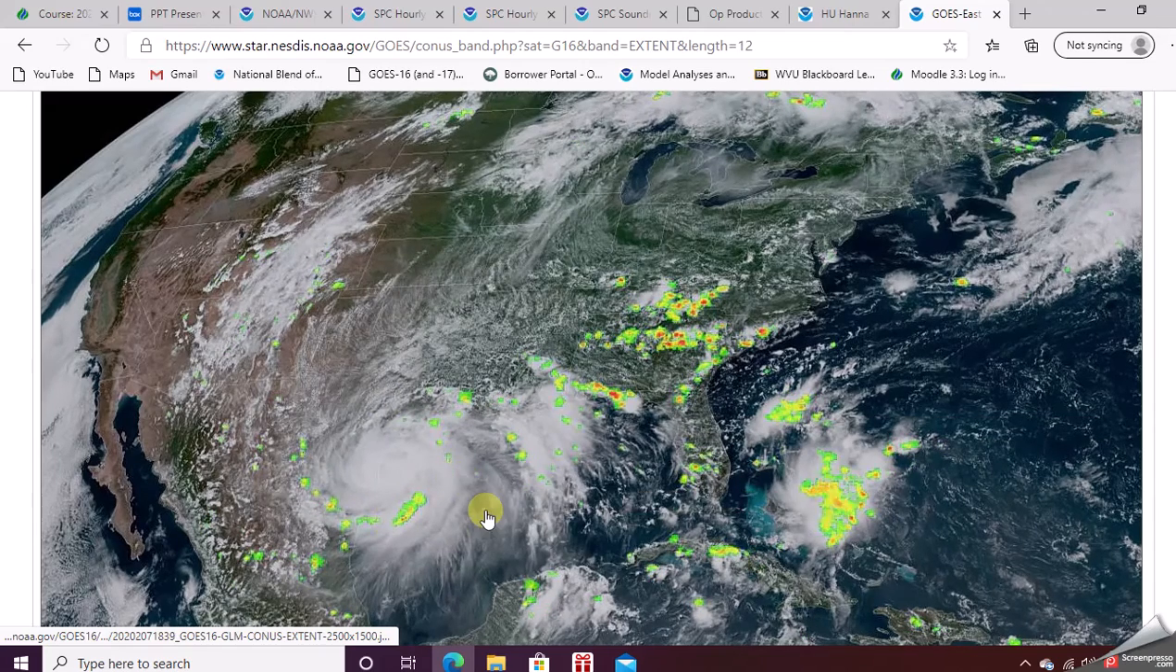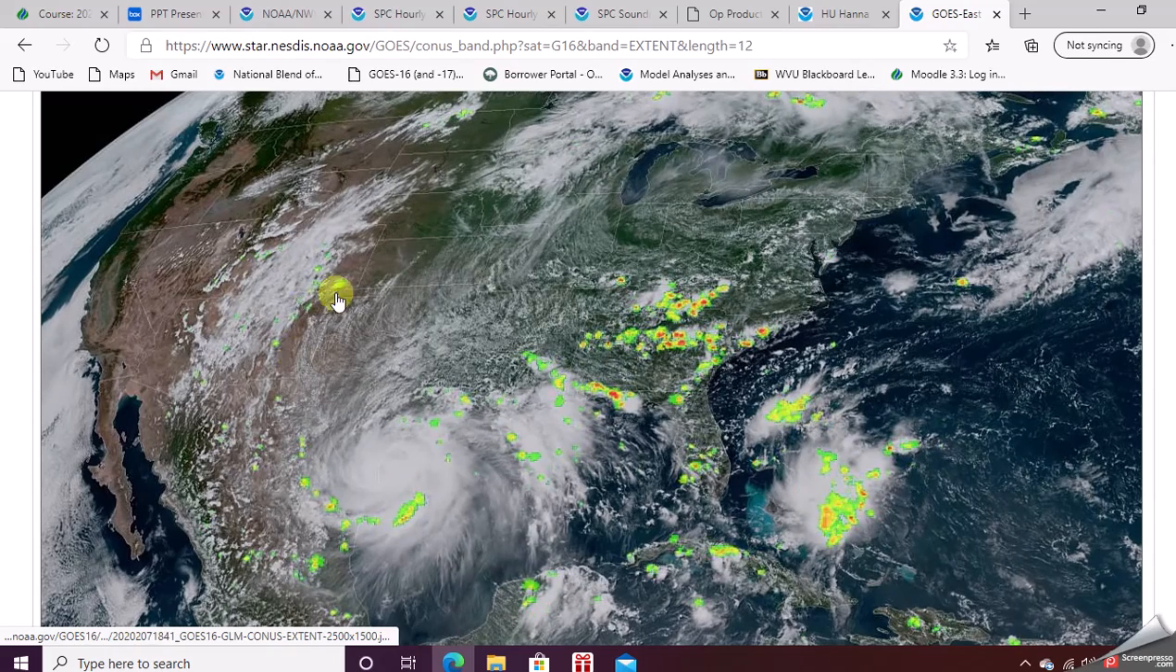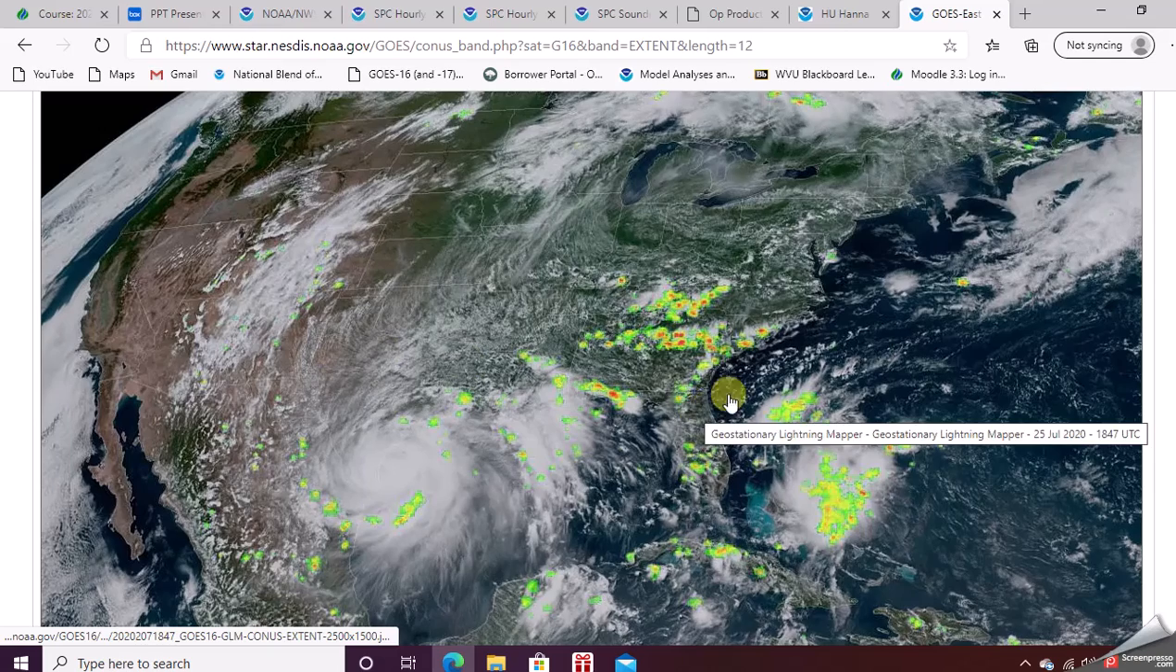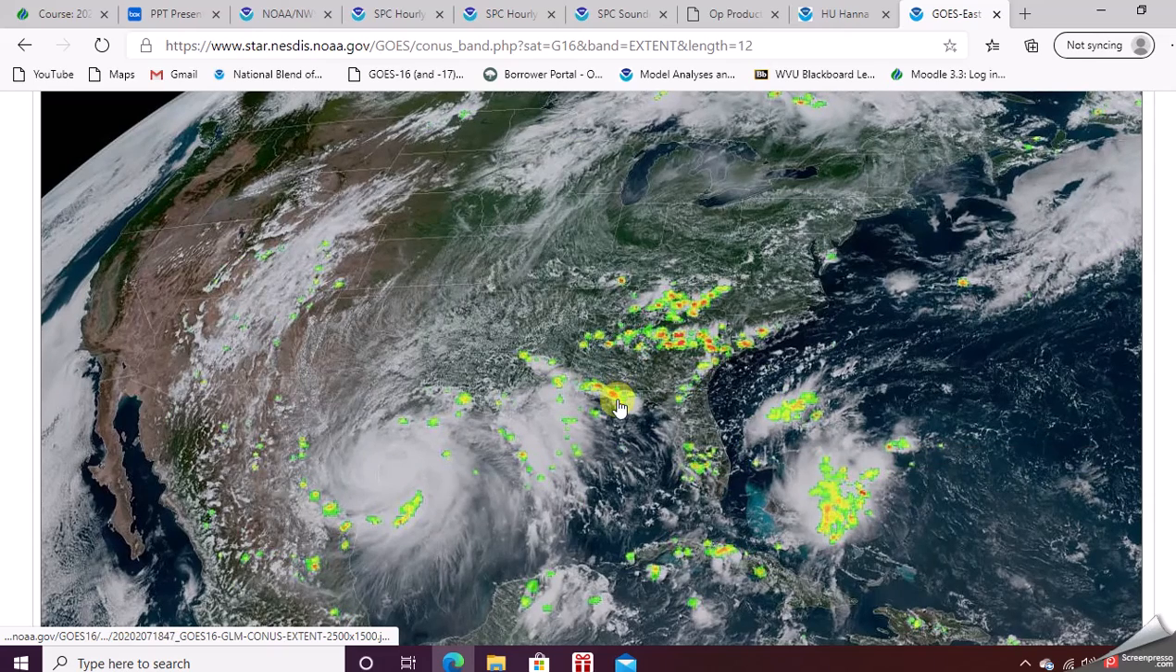Not a lot. So you can see lightning even out here in the mountains, in the Rocky Mountain area, there's some lightning. So lightning's pretty popular today around the country. More intense lightning is along these areas.